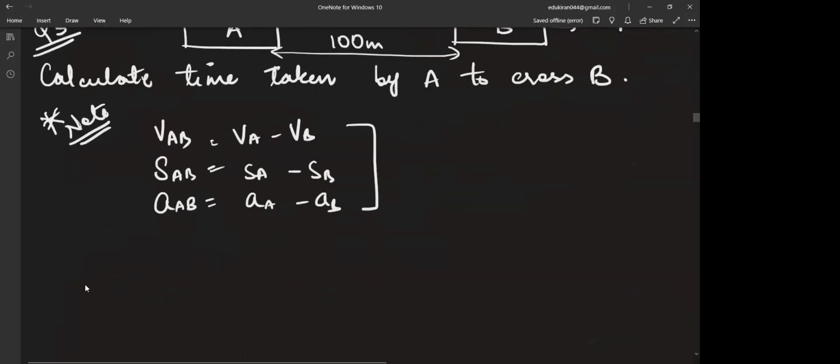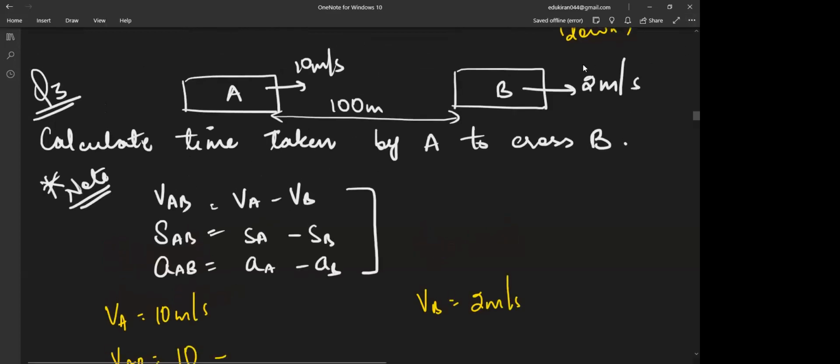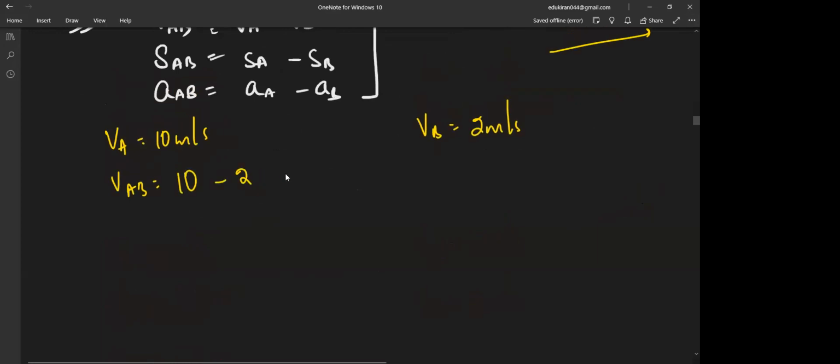The velocity of car A is 10 meters per second. The velocity of car B is 2 meters per second. So V_AB is V_A minus V_B, that is 10 minus 2, because both are in the same direction. Let me take this direction as positive, so both become positive. So this becomes 10 minus 2, which is 8 meters per second. So the relative velocity V_AB is 8 meters per second.